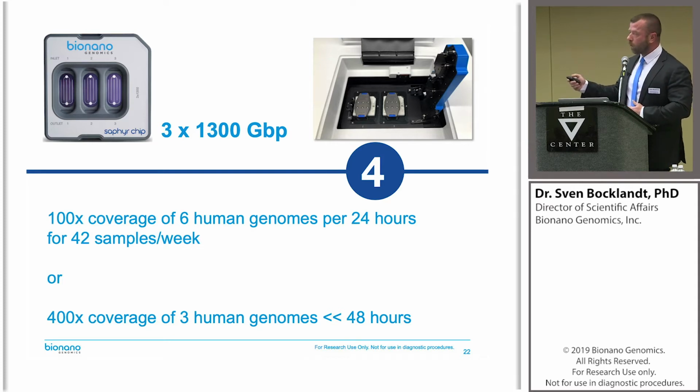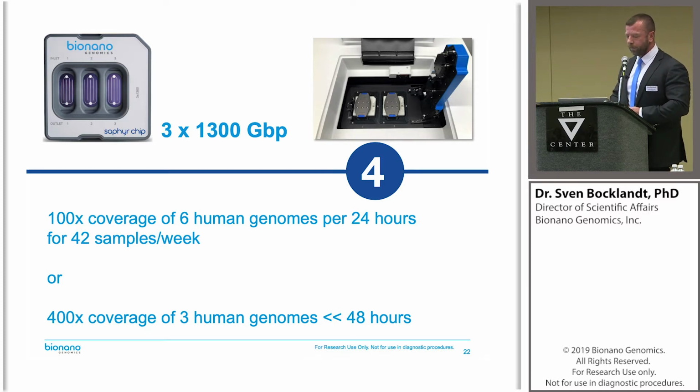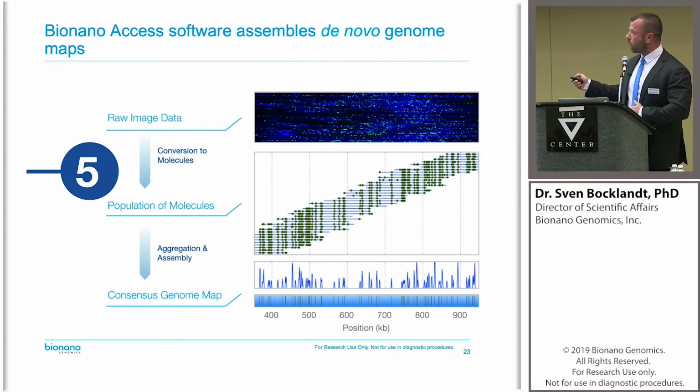The instrument has 2 chips for continuous running, so once the data is collected, it'll move over to the next chip, and you can replace that first one, and each chip can hold 3 human genomes. Now we're imaging a massive amount of data out of these chips, and then our software will convert these images into digital representations of the molecules.